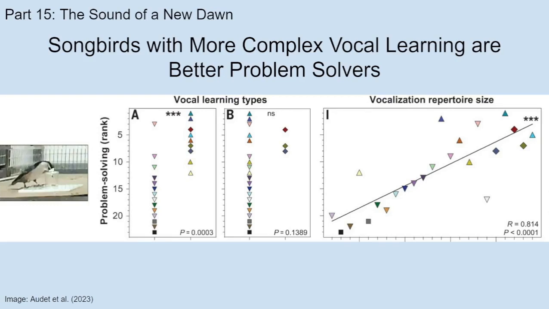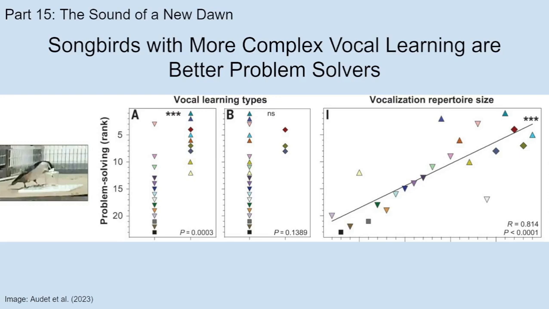And not only that, but they were also able to show that songbirds with more complex vocal learning also had bigger brains than ones that didn't. And furthermore, they also had a greater repertoire of sounds that they were able to make. And so having more complex vocal learning, it seems, does correlate with higher cognition, at least in songbirds. That was a really interesting study that confirms a suspicion that I think many people have had. Do you have anything to add? That's very interesting. I'm very curious what this would imply then for other behaviors.